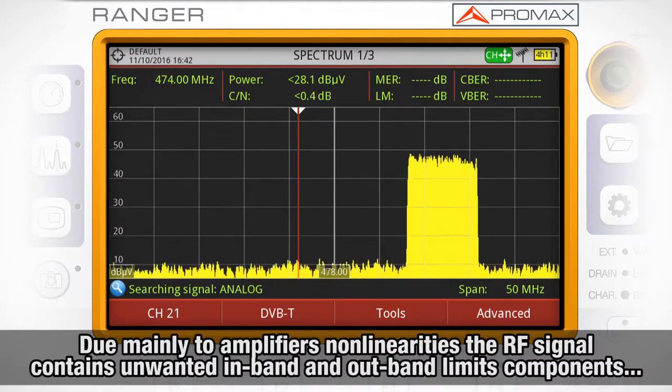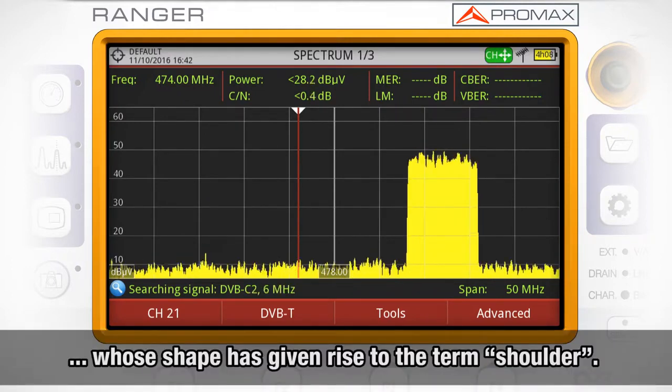Due mainly to non-linearities in the power amplifiers, the output RF signal contains unwanted components in the band limit and out of the band, the shape of which has given rise to the term shoulder.